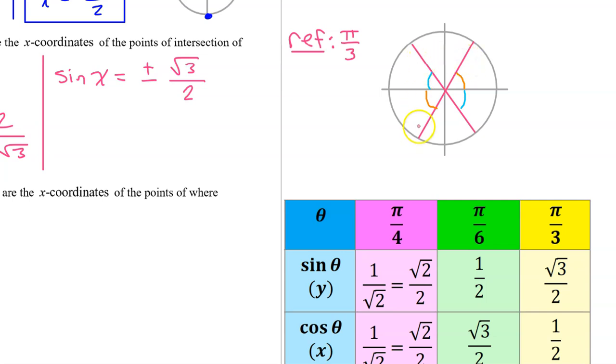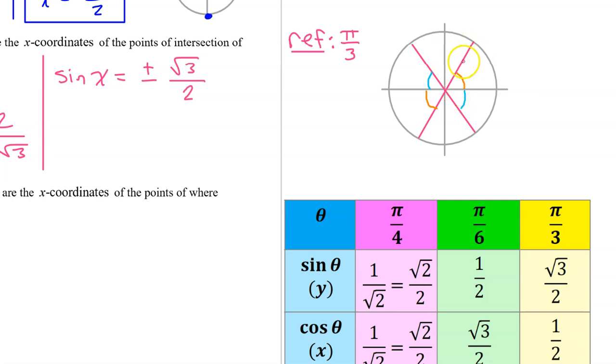Every quadrant has an angle with a reference angle of pi over 3. These angles are special because the sine of any of these angles will give us some kind of radical 3 over 2. It's just that 2 of them will give us positive radical 3 over 2, and 2 of them will give us negative radical 3 over 2. But in this case, we want positive and negative radical 3 over 2. So all 4 of these angles will be solutions.